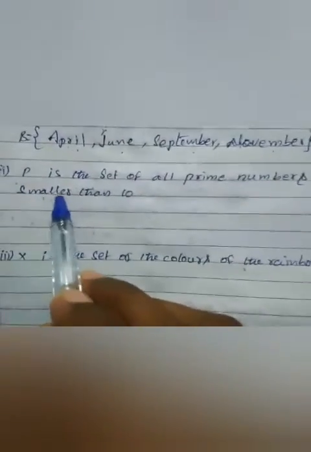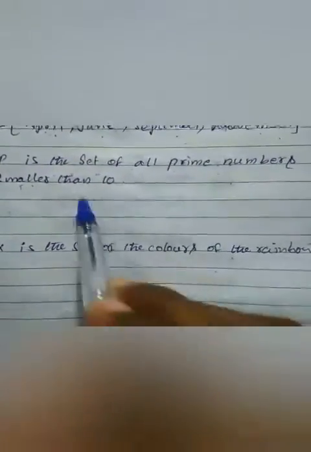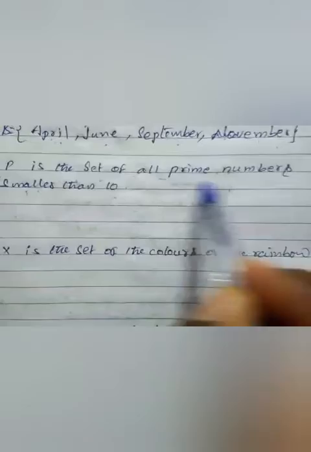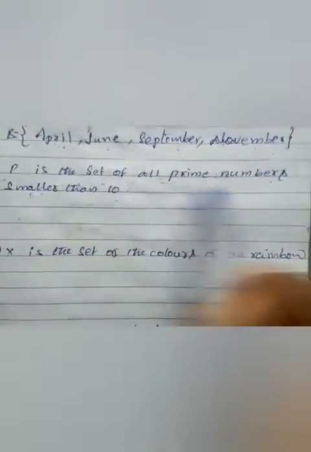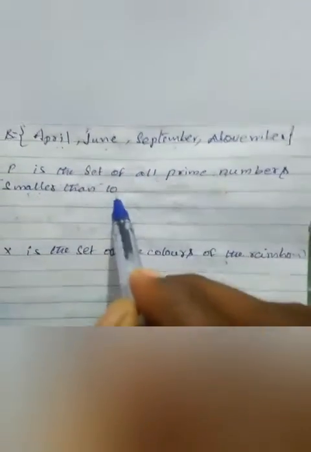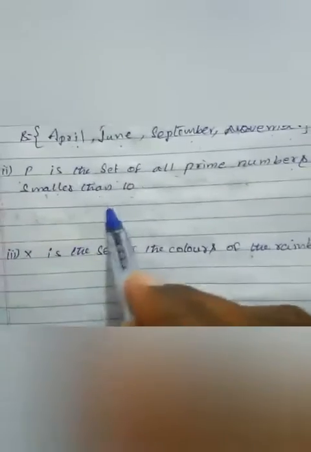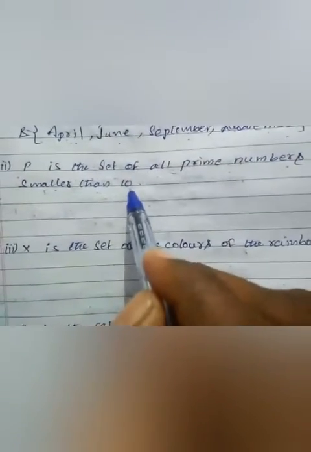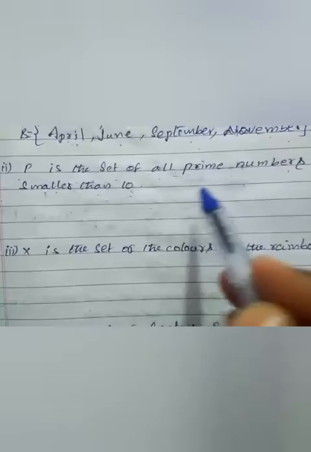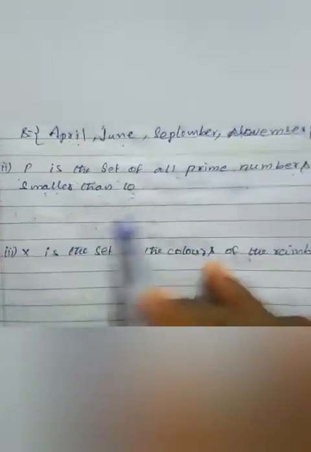Next, second question: P is the set of all prime numbers smaller than 10. The set of all prime numbers smaller than 10, below 10. Write the prime numbers below 10. Already you know that 2, 3, 5, 7, 11, 13, 17 are primes, but write only those less than 10.